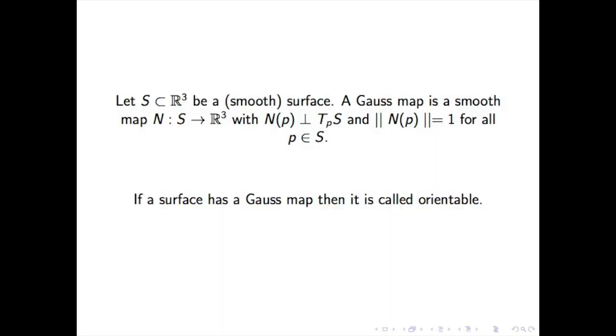The Gauss map of a surface S is a smooth map N from S to R3 such that N of P is orthogonal to the tangent space of S at the point P, and the norm of N of P is equal to 1 for all points P in S. If a surface has a Gauss map, then it's called orientable.